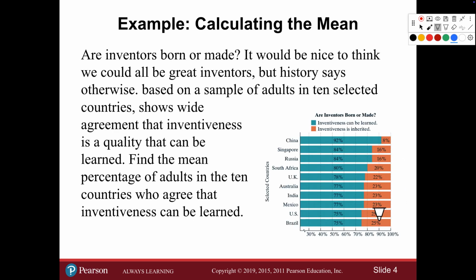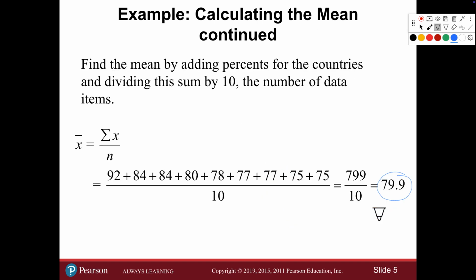80% what? Let's see, are inventors born or made? So inventiveness can be learned. So on average, 80% of people believe that inventiveness can be made, that you can learn to be inventive in these 10 different countries. Again, some are up at 92, some down at 75, but what we've gotten is the mean.